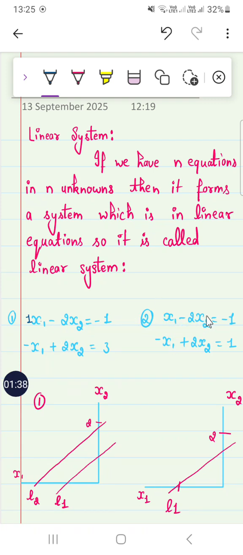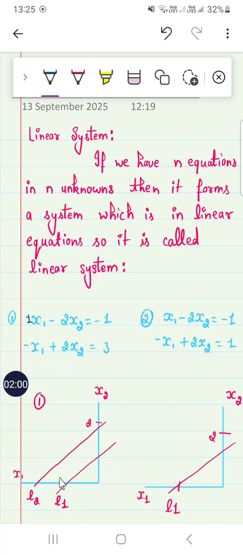Now it is also a linear system. How? x1 minus 2x2 is equal to minus 1, and minus x1 plus 2x2 is equal to 1. These are linear equations in two unknowns, and they form a linear system, right? How do you know that? What is the solution of this equation?